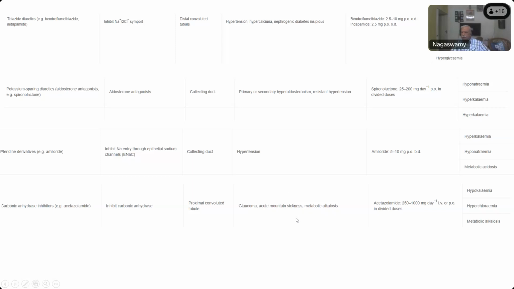HACE is prevented by giving this drug, and it is used in metabolic alkalosis to correct the alkalotic state. It comes under the name of acetazolamide. The dose is 250 to 1000 milligram per day, and it is available as an IV preparation as well as an oral preparation. And these are all the side effects of the drug.